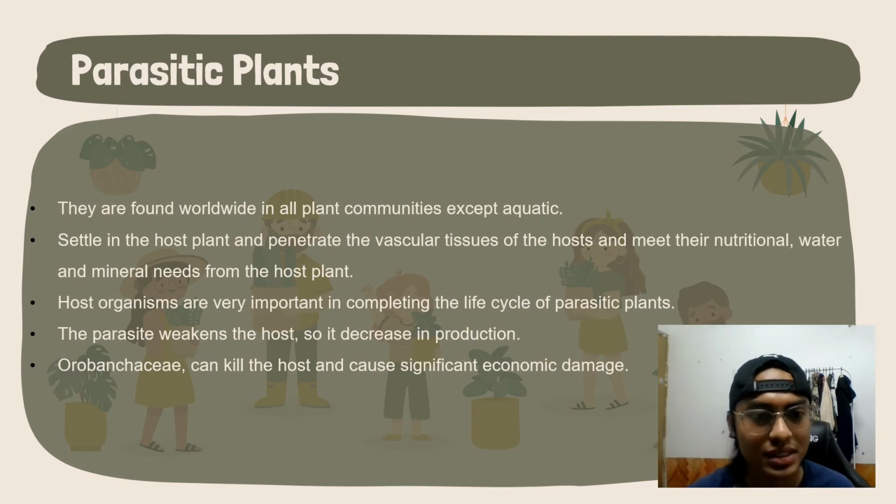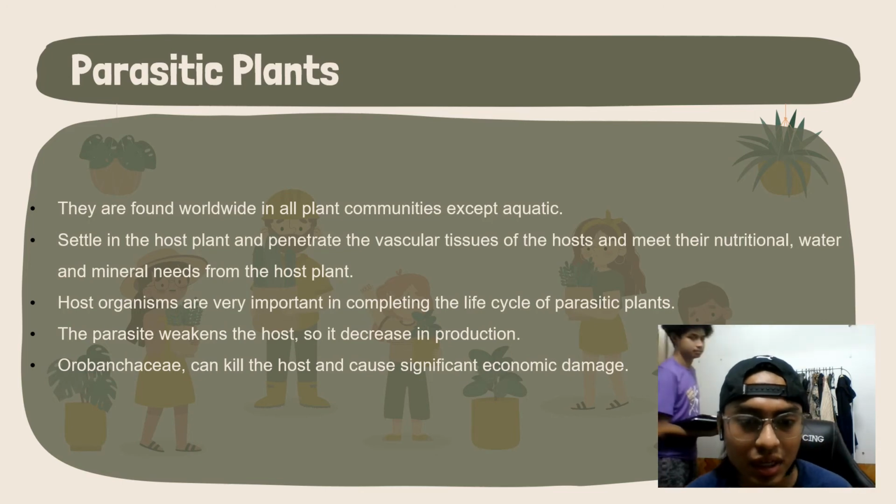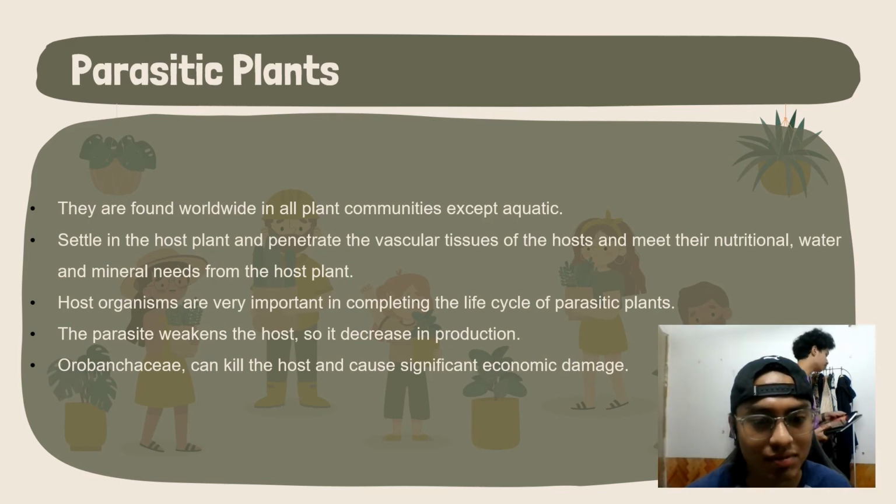The discovery and investigation of the haustorium structures led to the evolution of many heterotrophic plant species, previously defined as parasitic plants in different groups. Host organisms are very important in completing the life cycle of parasitic plants. In general, the parasite weakens the host, so it produces fewer flowers and viable seeds, or the value of the timber is reduced. However, some parasites, mostly annual root parasites belonging to the Orobanchaceae, can kill the host and cause significant economic damage while attacking monocultures in agriculture, and much effort is put into controlling these harmful parasites.